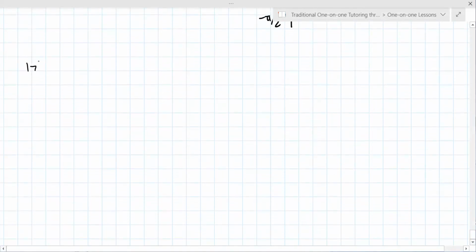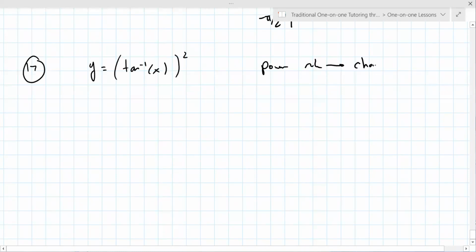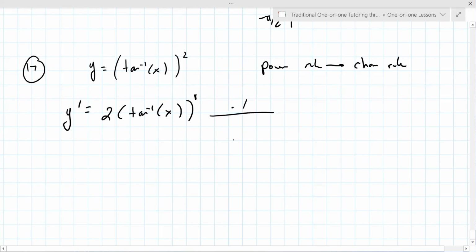All right, so 17 is y equals tan inverse of x, squared. This is a power rule followed by a chain rule. What is the power rule? Do you see that it's this 2 here? So it's 2, keep the inside function, tan inverse of x, to the power of 1. And then you need to know the derivative of arctangent. That's one of those you just have to memorize. If you don't know it, you've got to look it up.